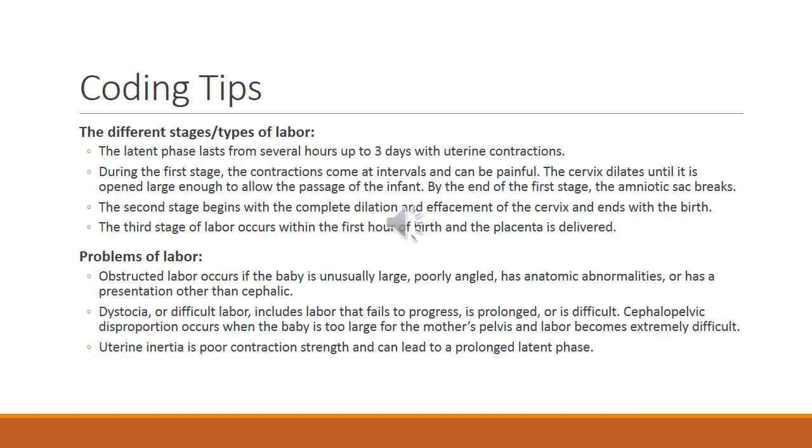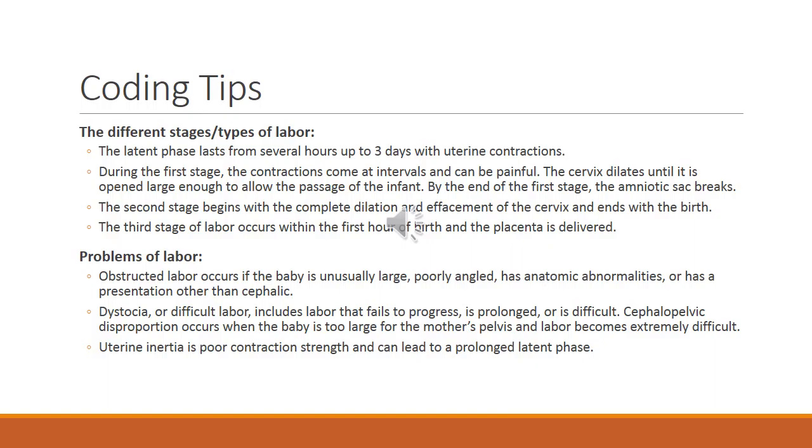Now, the different stages and/or types of labor are the latent phase, which lasts from several hours up to 3 days with uterine contractions. During the first stage, the contractions come at intervals that can be painful. The cervix dilates until it's opened large enough to allow the passage of the infant. By the end of the first stage, the amniotic sac breaks. The second stage begins with the complete dilatation and effacement of the cervix and ends with the birth. The third stage of labor occurs within the first hour of birth, and the placenta is delivered.